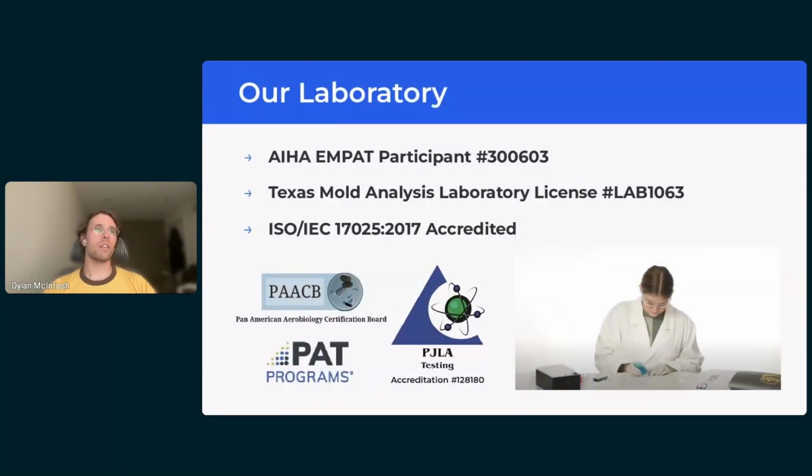So here at TechSite, Sporecyte is the name of our laboratory, our product. We are an AIHA EMPAT participant. We have a Texas mold analysis laboratory license, and we are ISO IEC 17025 accredited. If you're looking at this and wondering why we're only licensed in the state of Texas, well, that's the only state that requires or has a licensing program for mold analysis laboratories. In the future, if other states have that requirement, we'll be sure to join them. But until then, Texas is the only specific state that needs a license to operate.